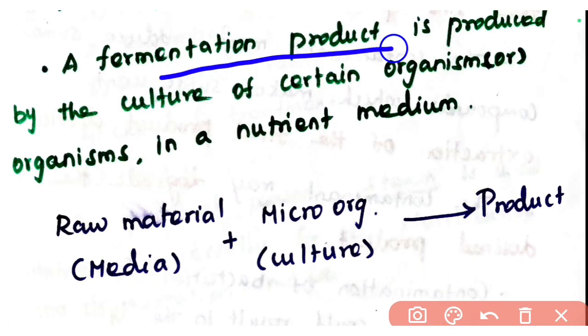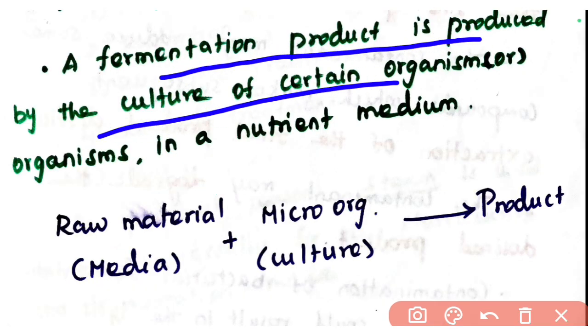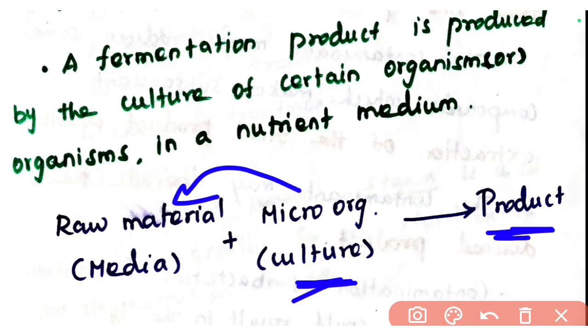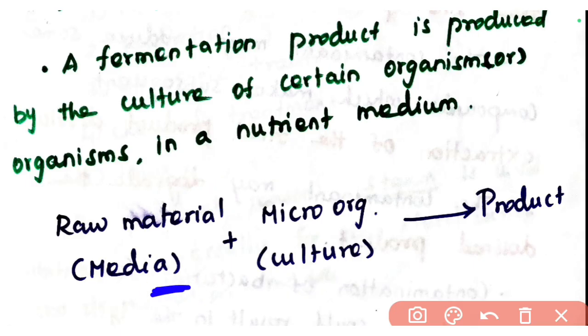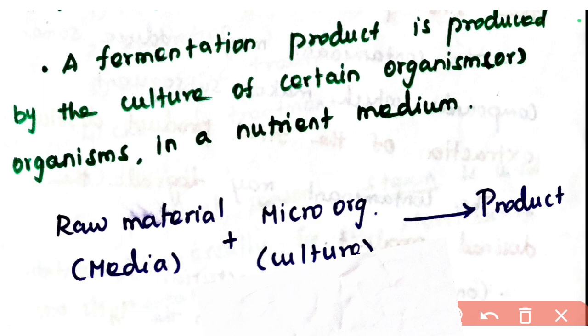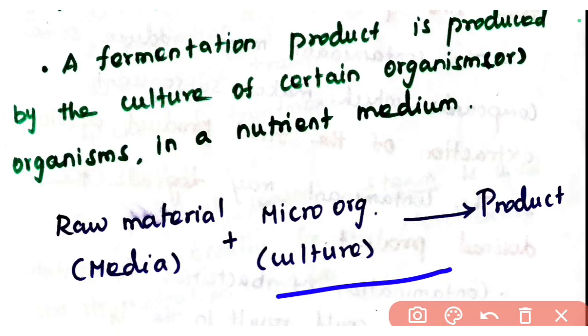In general, a fermentation product is produced by the culture of certain organisms or animal cell lines in a nutrient medium. So a fermentation product is produced by culturing a specific microorganism in your nutrient medium. This media contains your substrate, which is converted into product by this specific microorganism or animal cell line. If a foreign microorganism, that is other than your specific microorganism, invades your fermentation process, then the following consequences may occur.